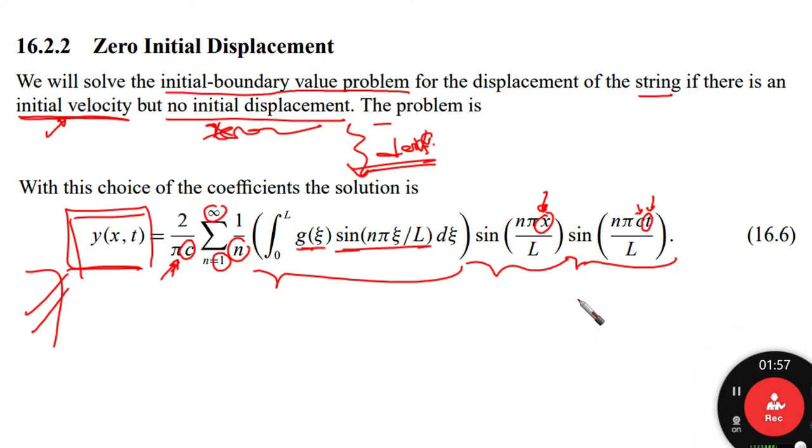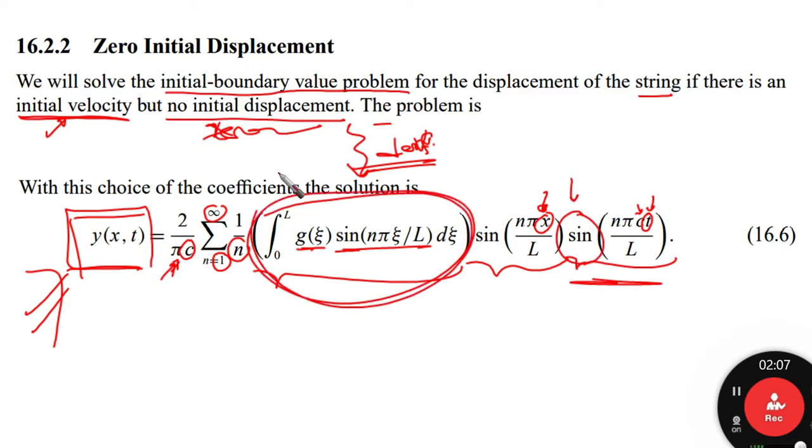What is the difference from the previous one, which is zero initial velocity? Here it is sine, whereas it was cosine there. Also, this part for the coefficient was different than before. So that's it, and we are going to give an example on it, and you're going to find that it is very easy to apply.